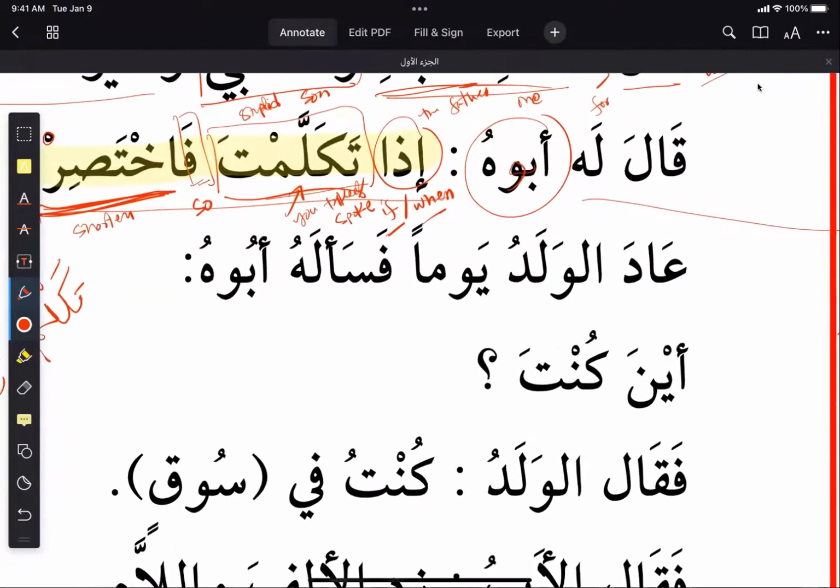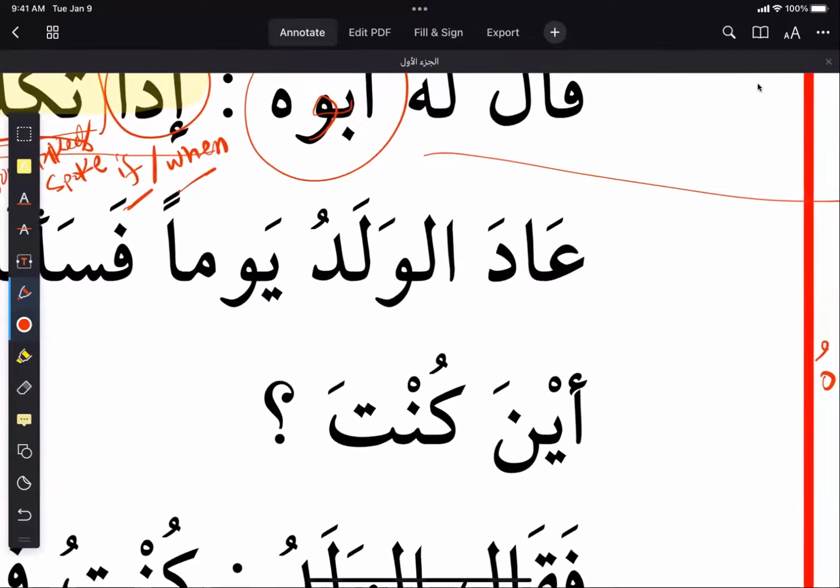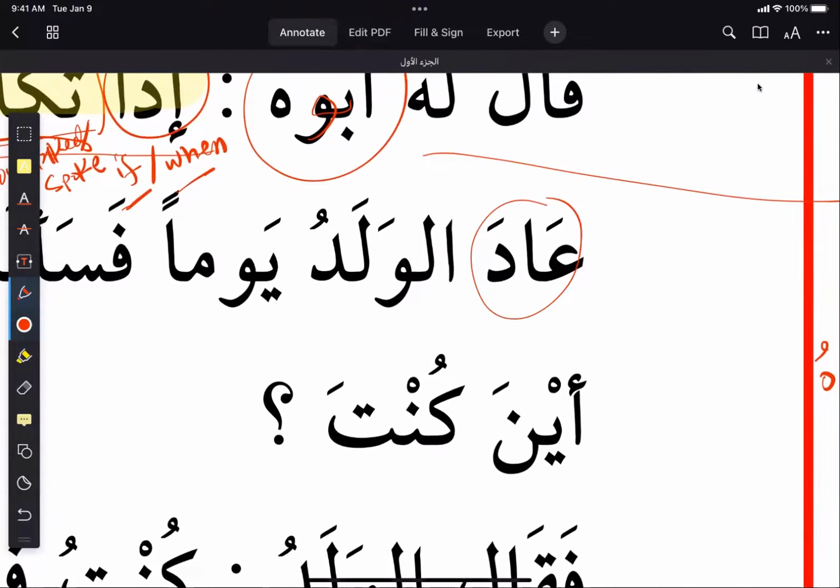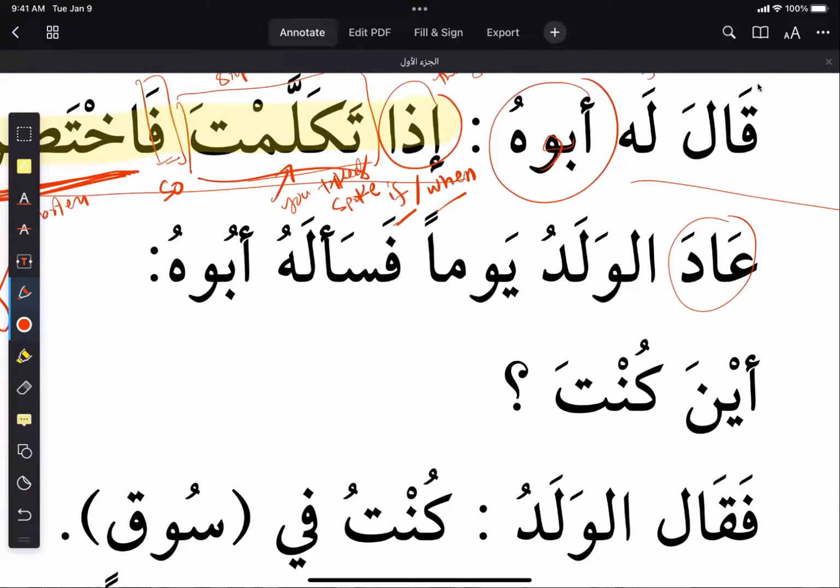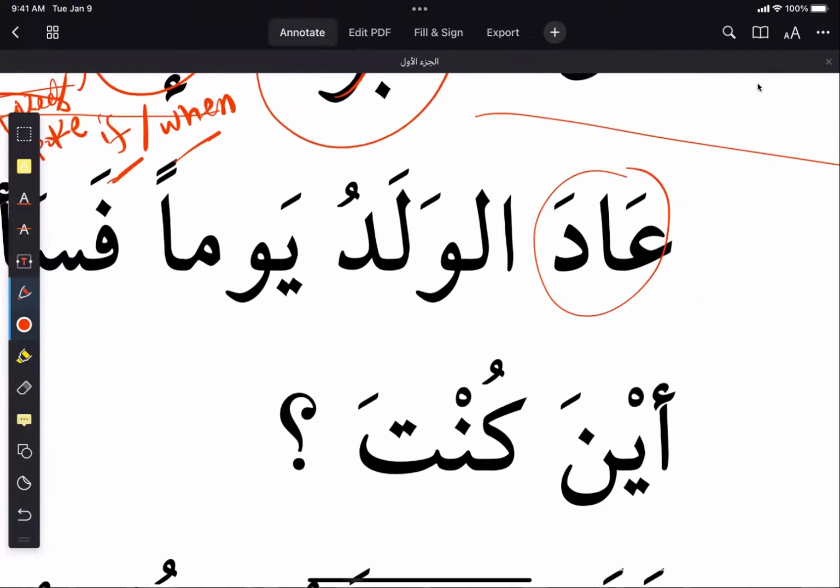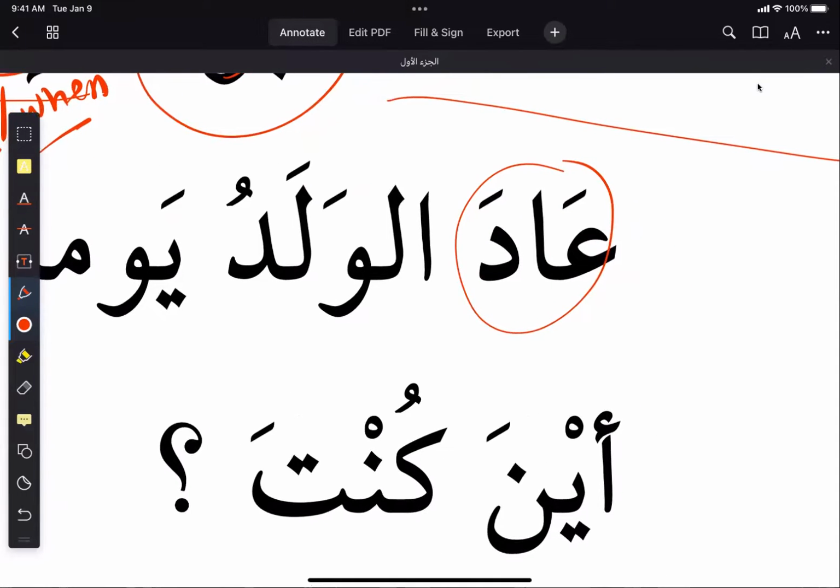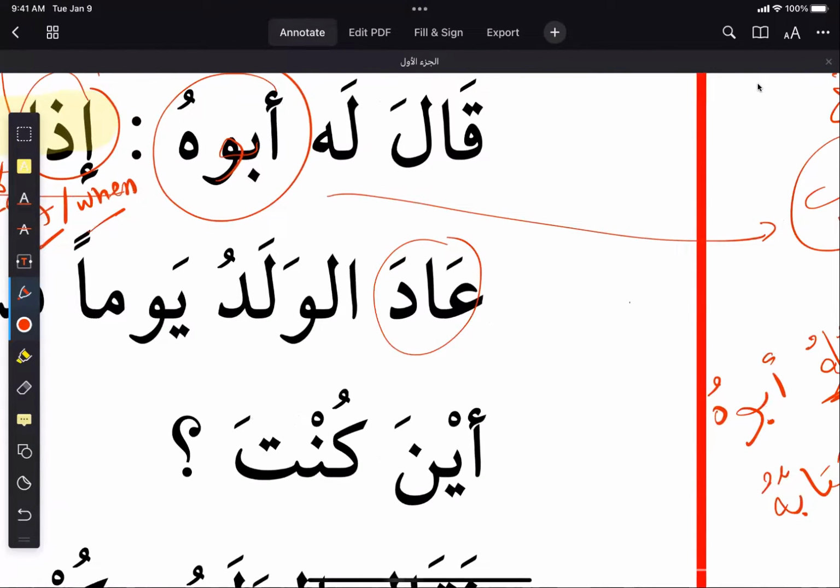Ada. What is ada? Did we have this verb? Ada al-waladu yawman fasa'alahu abuhu. So what is ada? A lot of verbs, guys. You will really appreciate these verbs. Ada ya'idu.